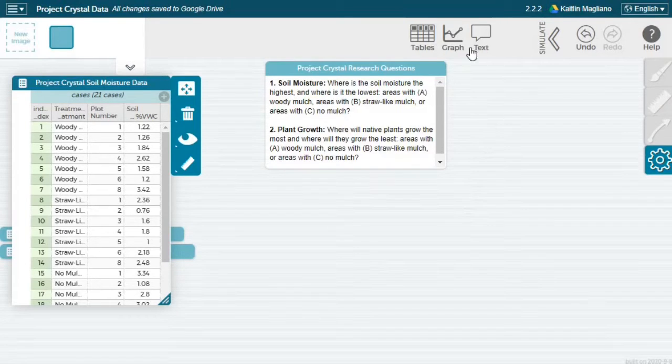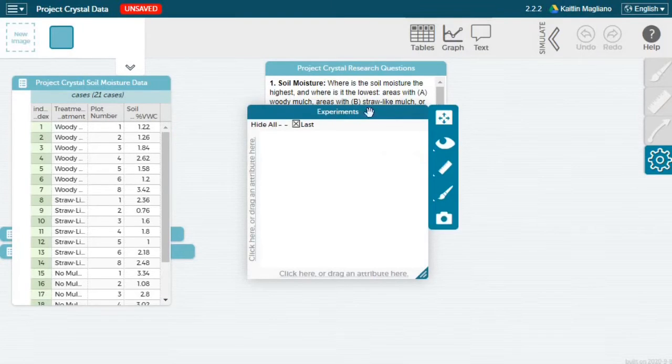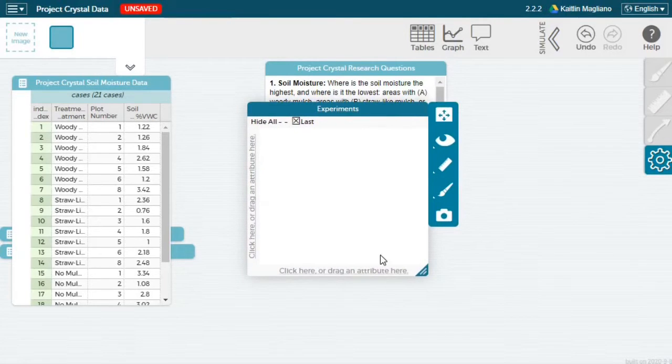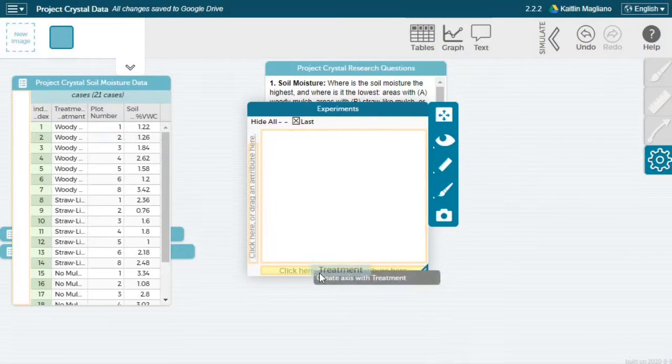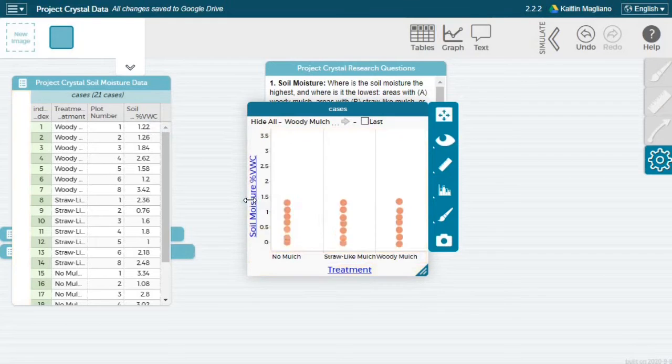So first, to create a graph, you're just going to click on the graph icon at the top. And then to make a graph, we just want to drag the components that we're comparing. So on the bottom axis, or the x-axis, I want to compare the mulch treatments. So I'm going to take treatment and drag it over here. So now no mulch, straw-like mulch, and woody mulch are kind of in three columns, but there's no particular number here. But what I want to compare between them is soil moisture. So I'll drag that over to the y-axis.